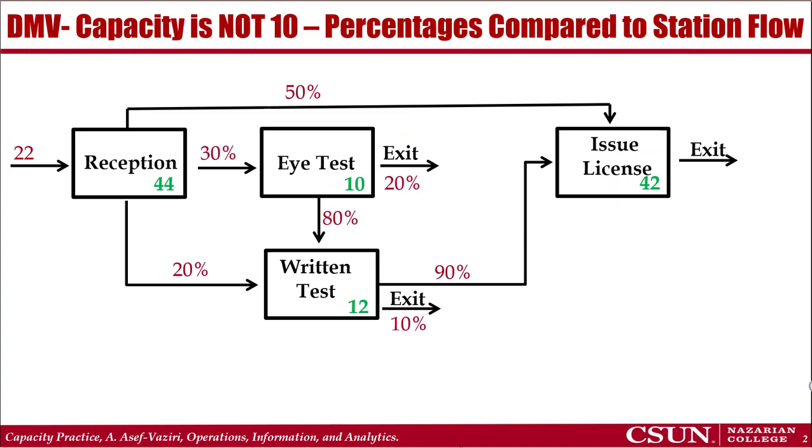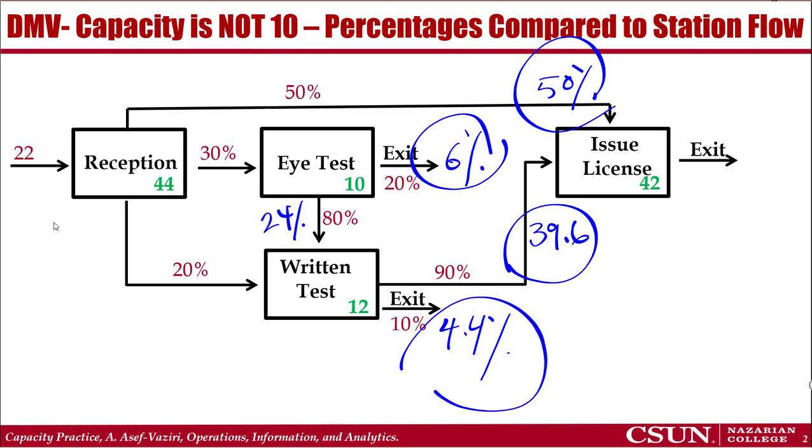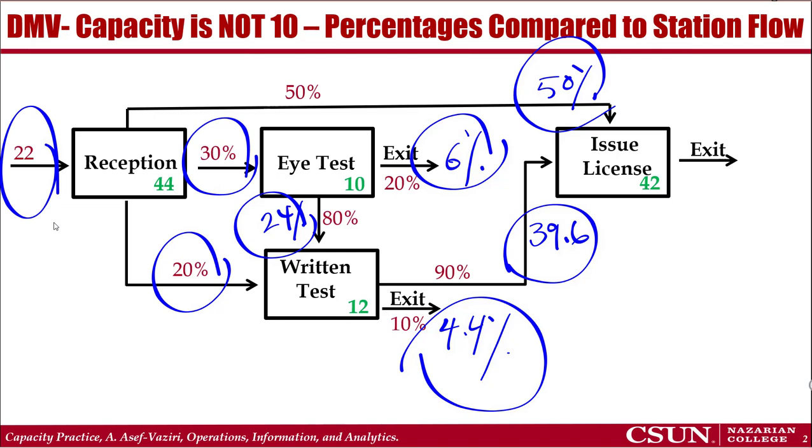Now let's summarize. 20% of 30% is 6%. 80% of 30% is 24%. 24% and 20% is 44%. 10% of 44% is 4.4%. And the rest is 39.6%. We also have 50%. Now we can multiply each of these percentages by what comes in to compute the throughput of each process.